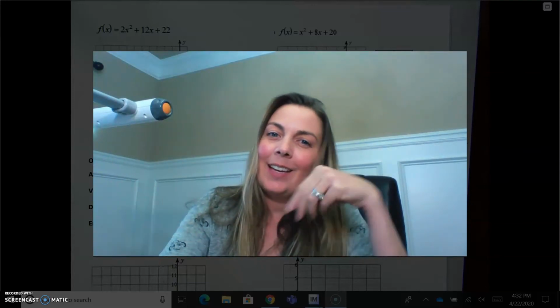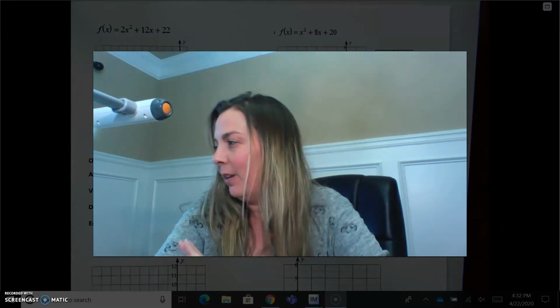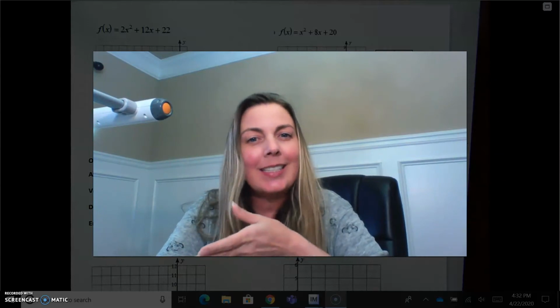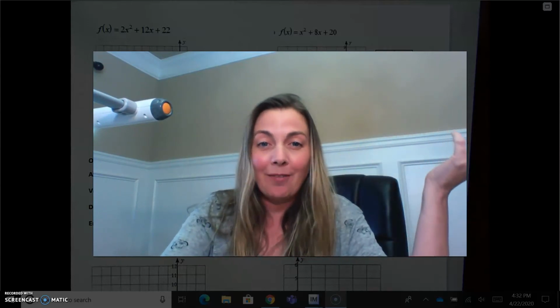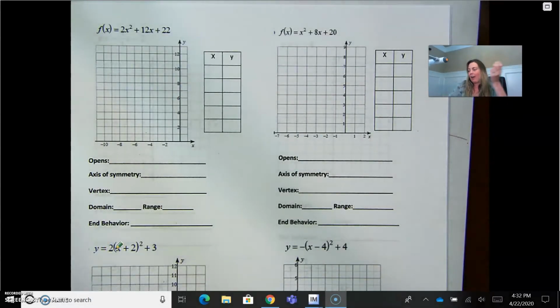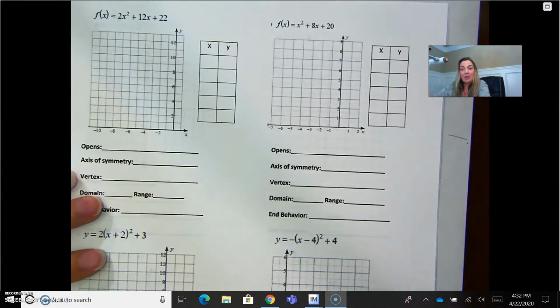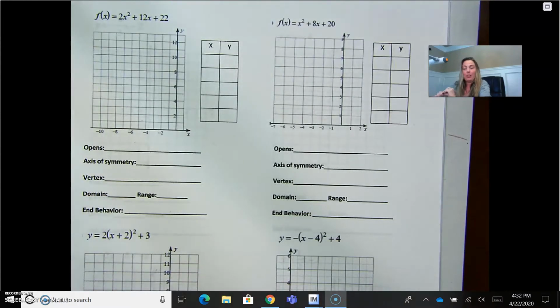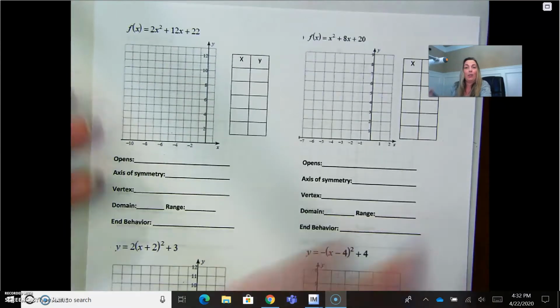Hello, my lovelies. All right, so we recapped characteristics, and now we have to recap graphing. So I'm going to show you or refresh your memory on how to graph these equations. Technically, we've learned it already through this semester. It's just all coming together at one time.